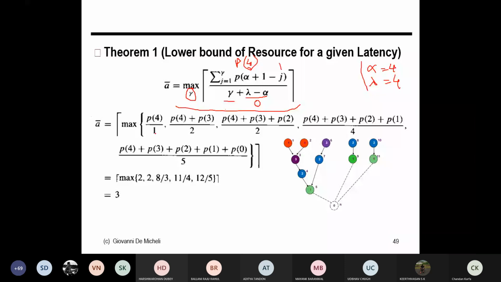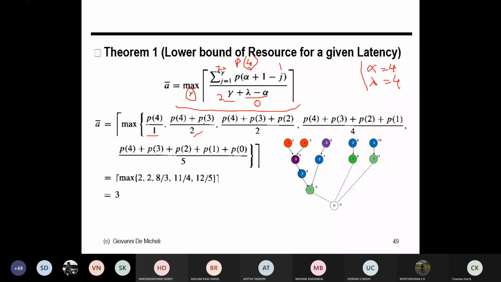So it says that the node with the highest alpha value determines the number of resources needed. Now if you take gamma equal to 2, this is basically 0, so the lower part is 2, and the summation goes from 1 to 2. Whenever gamma equals 1 this is p4, and whenever j equals 2 it is alpha minus 1, so it is p3. So that means it is p4 plus p3 by 2.